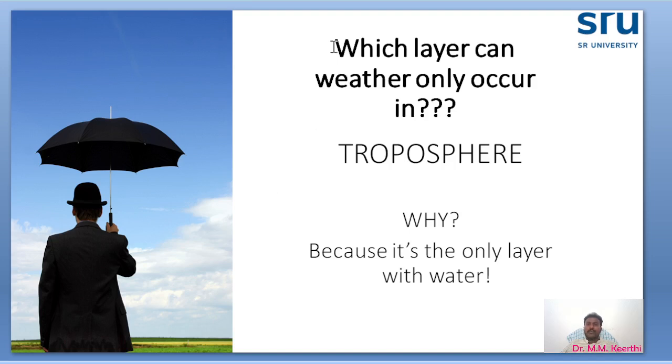Okay, in which layer is weather occurring? The troposphere. Why? Because of two reasons. One is the presence of air and another main reason is the presence of water. Because of this only, all weather variables occur in this troposphere region.